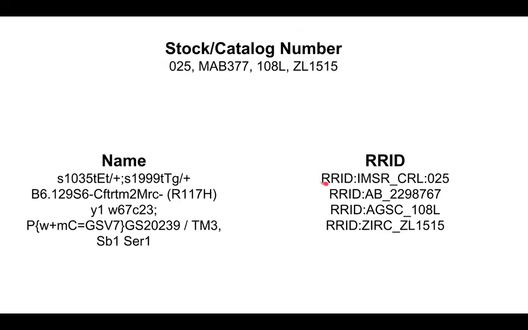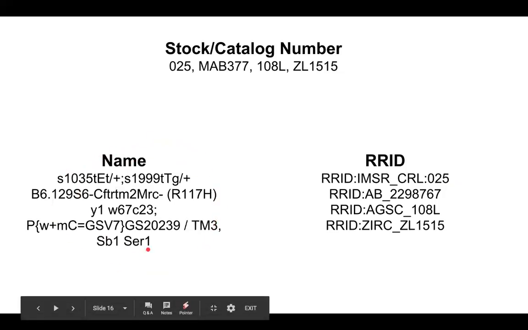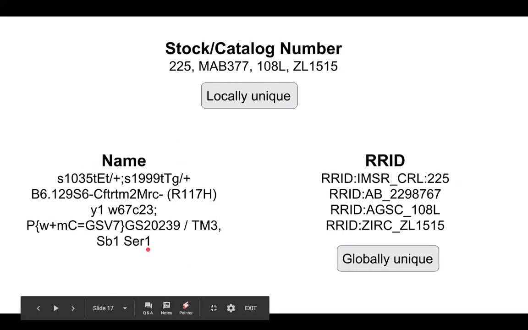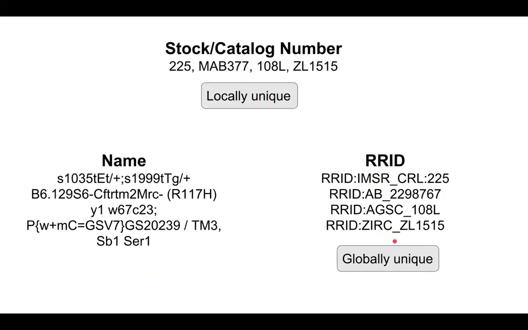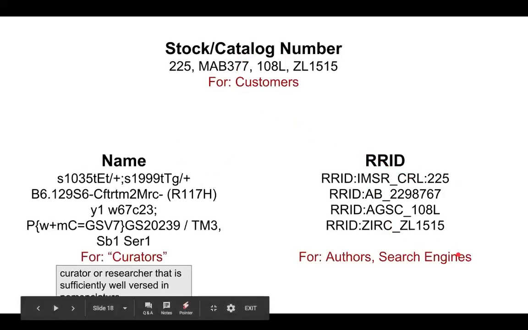So first, RRID basically means, hey, I am using this thing. IMSR, CRL, these are prefixes to a particular mouse, right? So when you know how to read these, they become a little bit more meaningful. The names are the most meaningful, but they're very, very difficult for search. So the way that we can look at this is the stock numbers are locally unique. The RRIDs make that same thing globally unique.